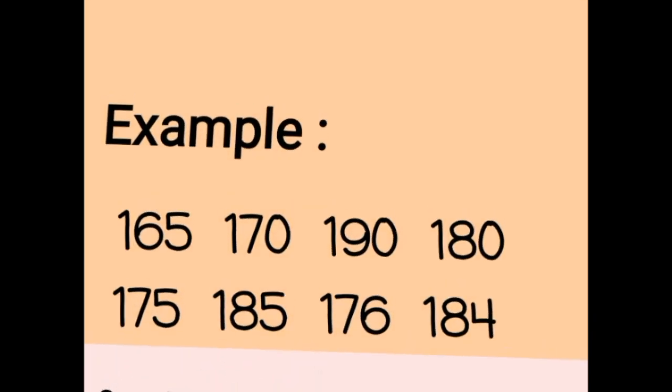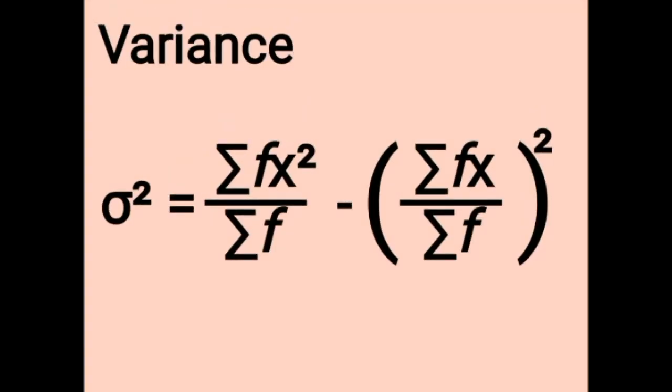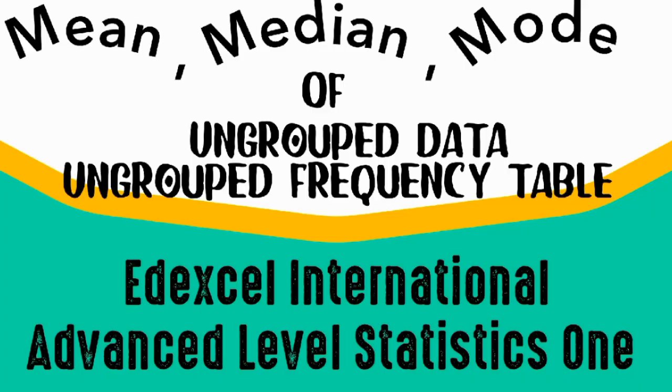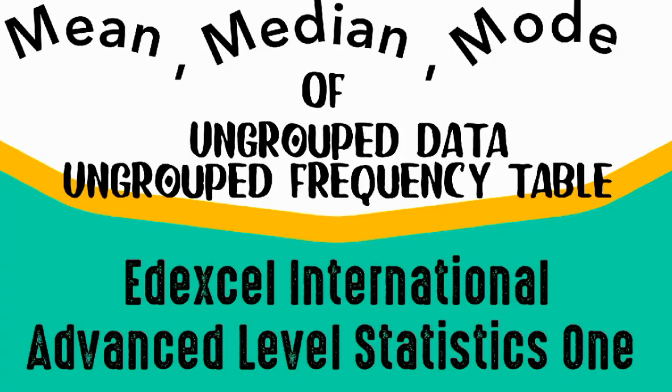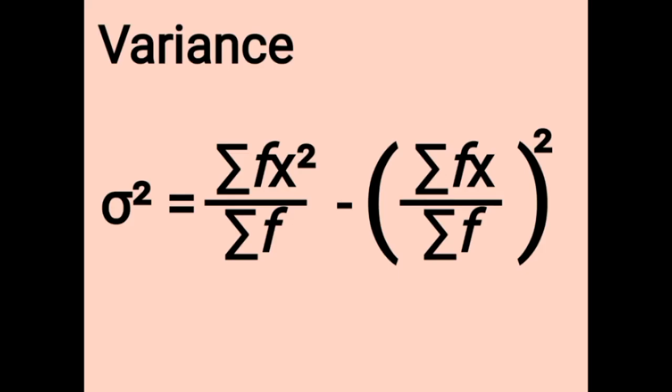Now, to find the variance in a grouped or ungrouped frequency table, we can use this formula. So here, f is the frequency for each group and this sigma f is the total frequency. So just like before, the variance is the mean of the squares minus the square of the mean. In my previous statistics video, I covered how to calculate the mean in ungrouped data and grouped and ungrouped frequency tables. So check them out first or else it might be confusing.